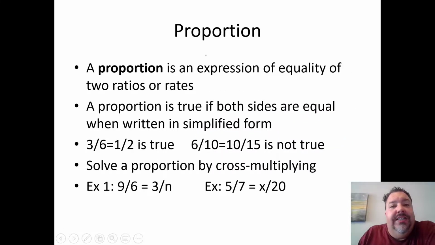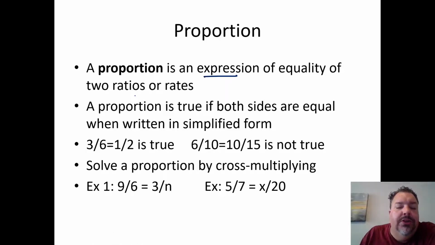A proportion is an equation where we have two ratios or two rates equal to each other. You're going to have to determine if a proportion is true. You're going to know that a proportion is true if both sides are equal to each other. In the case of 3/6 and 1/2, one way to tell if it's true is to reduce both sides. 3/6 will reduce down to 1/2, and 1/2 is already simplified. So that's one way to determine if a proportion is true.